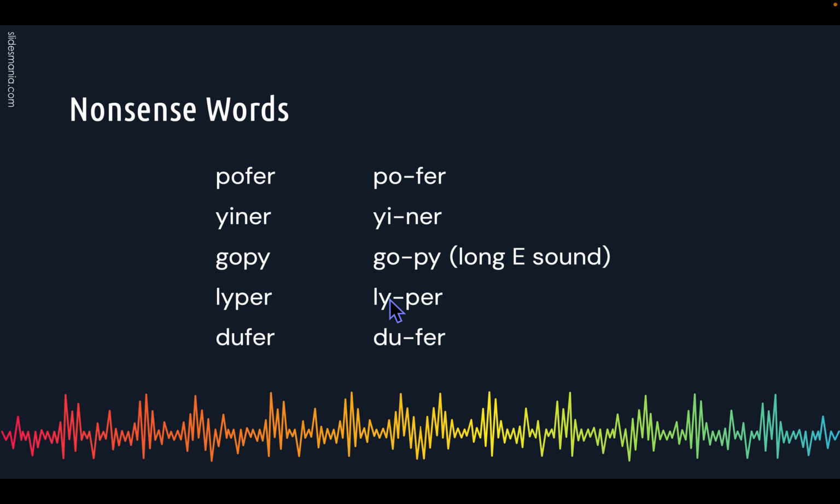Okay, using the long sounds and dividing after a vowel before a single consonant, we would have pofer, yiner, gopi. This Y takes on a long E sound at the end of a word with several syllables. Liper and doofer.